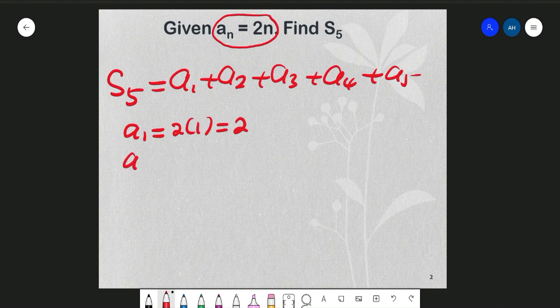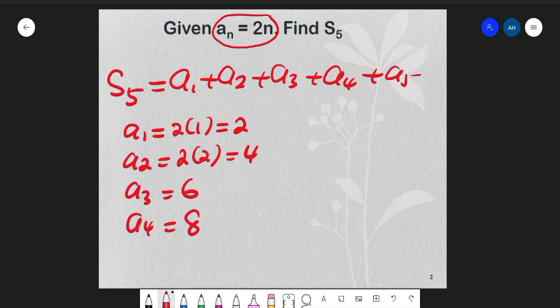So A2 is equal to 2 times n, and in this case, 2 times 2 is 4. As you can see, A3 must be 6, a multiple of 2. Then we have A4 equal to, of course, 8. And then A5, the last term, is equal to 10, because 2 times 5 is equal to 10.